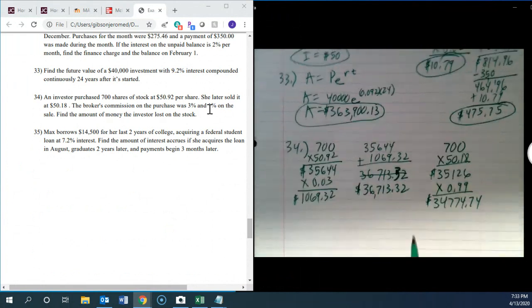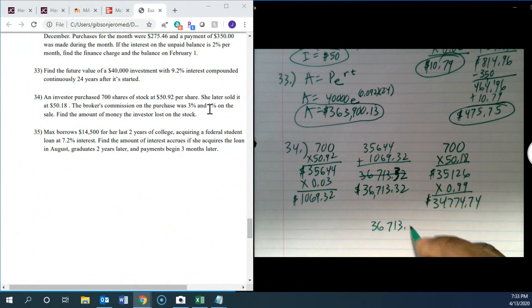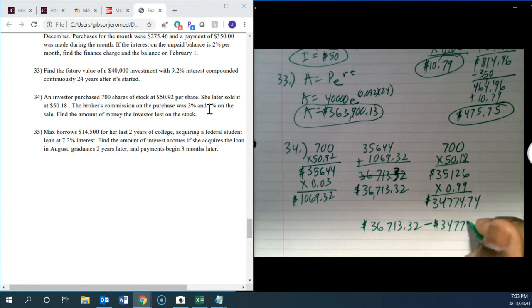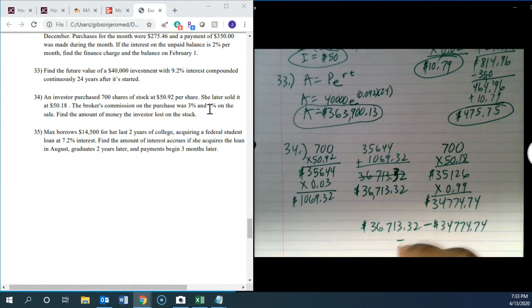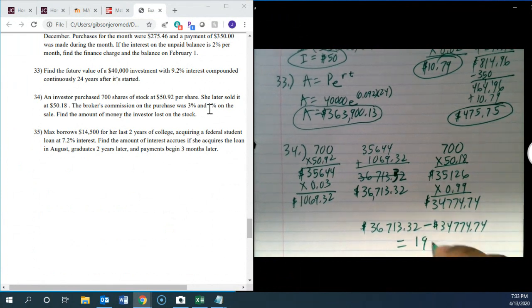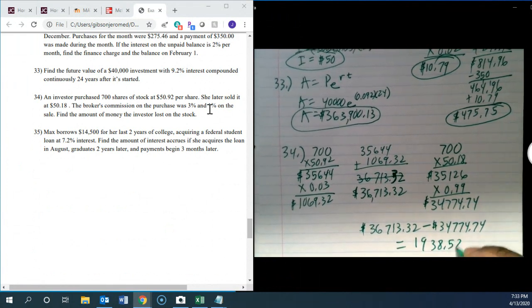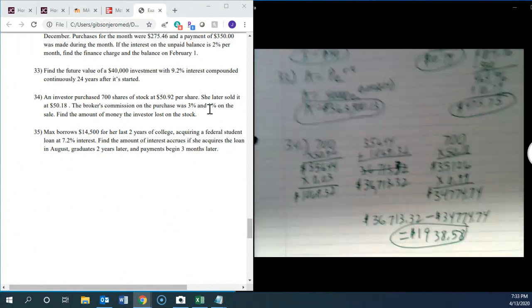So let's take a look at what she paid, which is $36,713.32, minus what she received back once she sold it. And her total loss ended up being $1,938.58. That's how much money was lost. So that was her loss.